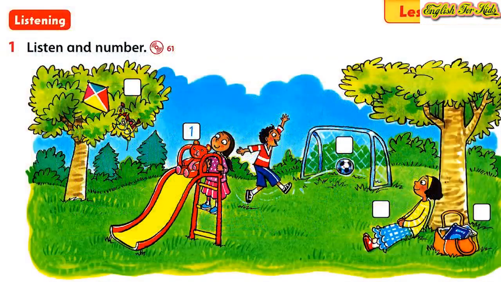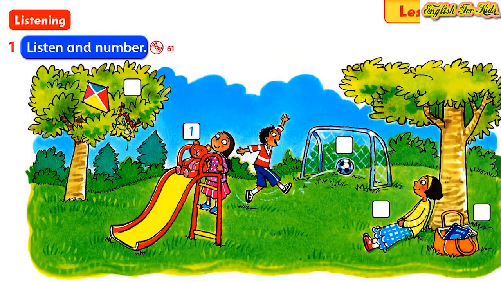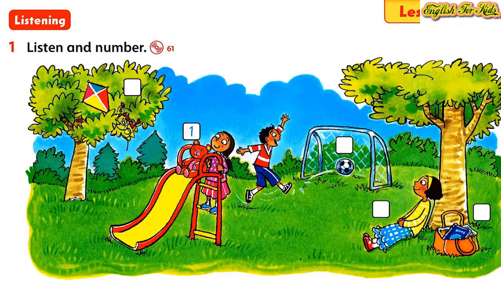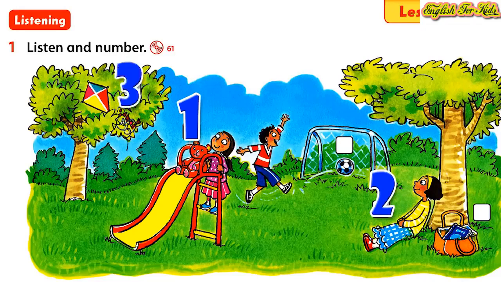Listening 61. Listen and number. 1. It's on the slide. 2. She's under the tree. 3. It's in the tree. 4. It's in the bag. 5. It's in the net.